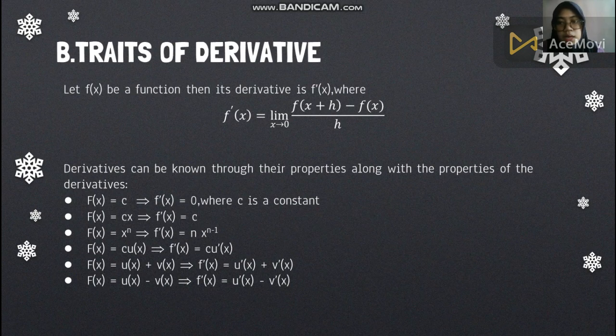f(x) = x to the power of n, f'(x) = n times x to the power of n minus 1. f(x) = c u(x), f'(x) = c u'(x). f(x) = u(x) plus v(x), f'(x) = u'(x) plus v'(x). f(x) = u(x) minus v(x), f'(x) = u'(x) minus v'(x).